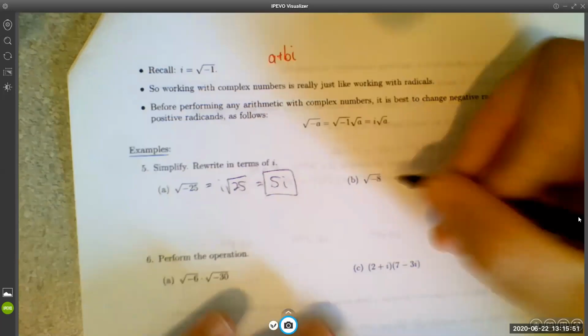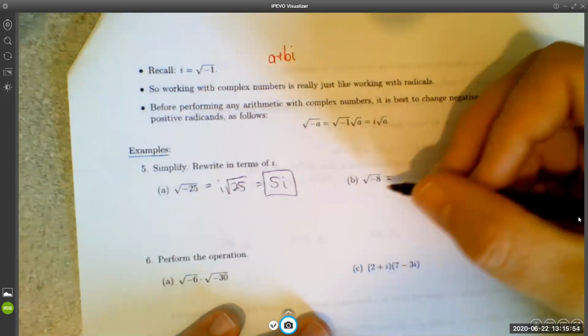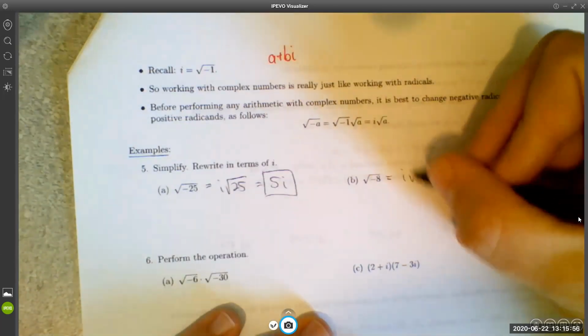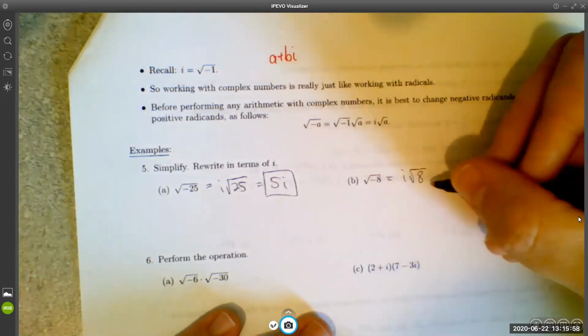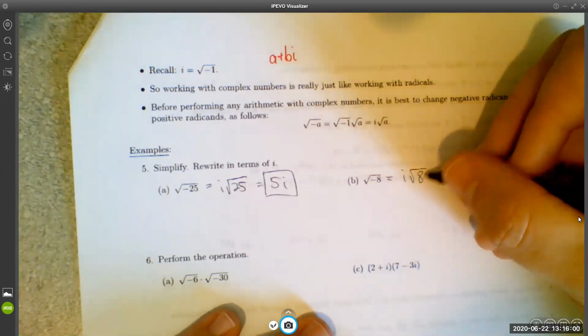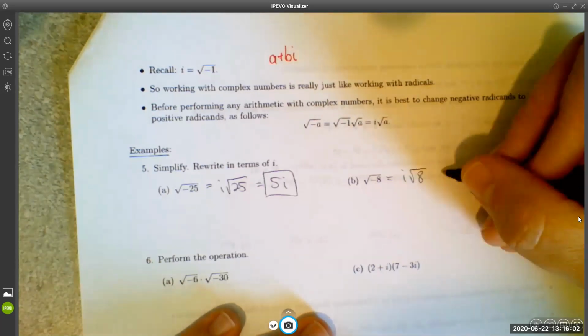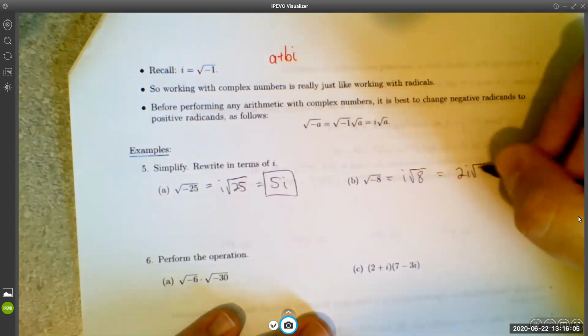And in part B, square root of negative 8. First of all, I can take out the i. And second of all, 8 is 4 times 2, and the square root of 4 is 2. So root 8 is really 2 root 2. So I'm going to call this 2i times the square root of 2.